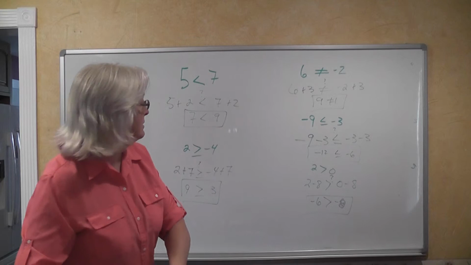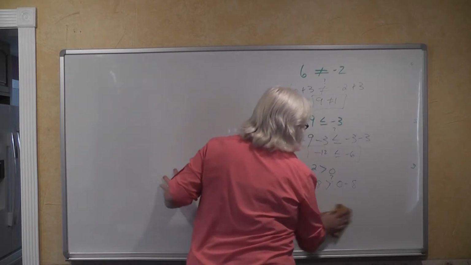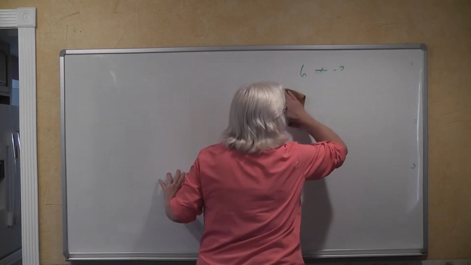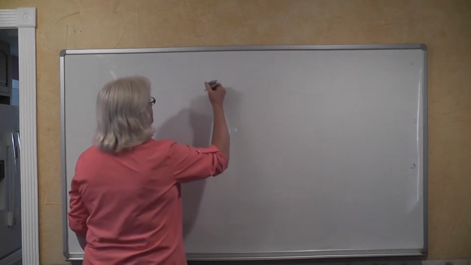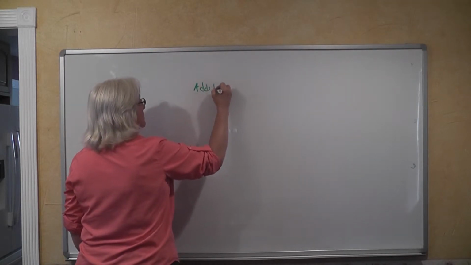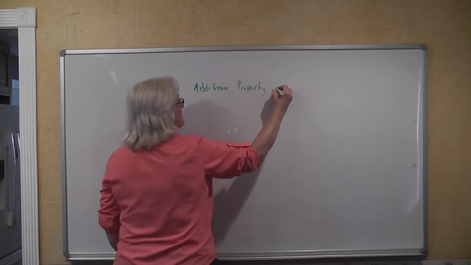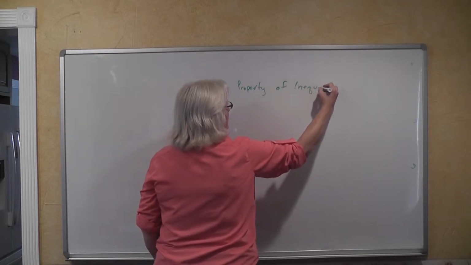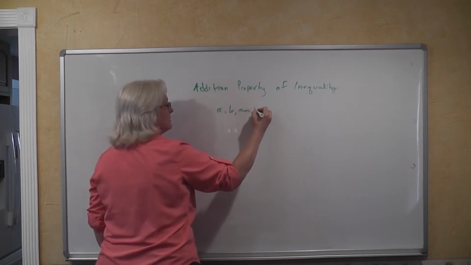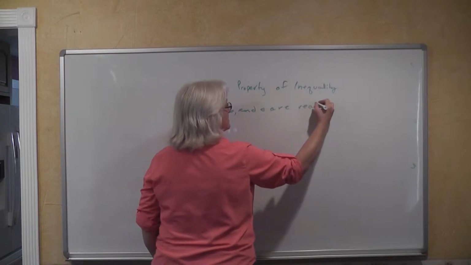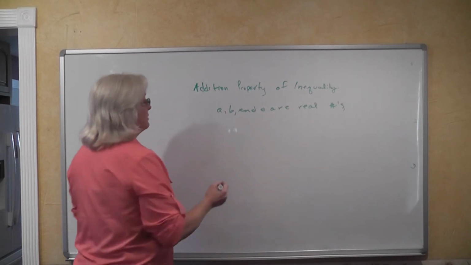So what I have illustrated for you right now on this whiteboard is what we call the addition and subtraction property of inequality. Let me just go ahead and write one of them. But you need to know what these properties are. The addition property of inequality. And this says that A, B, and C are real numbers. Okay? They're just any number you want to think of that's a real number.